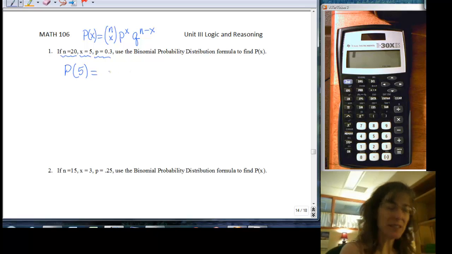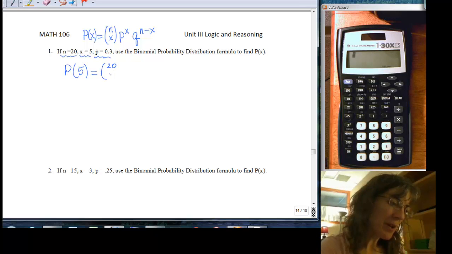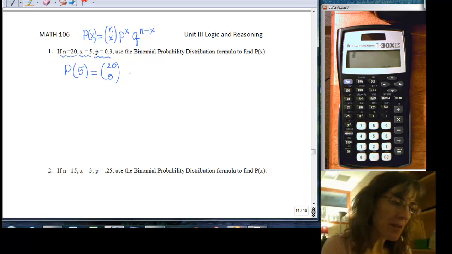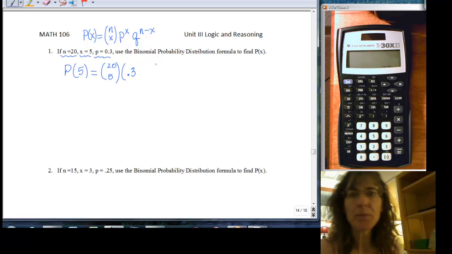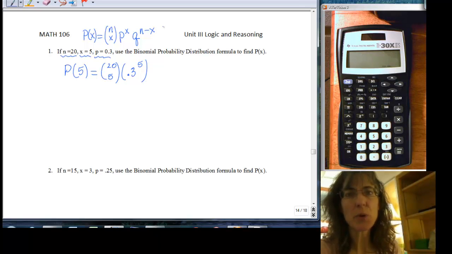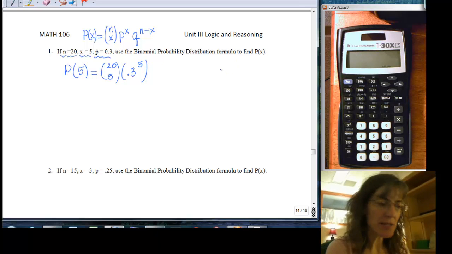And then I will fill in. I have n, which is 20, choose x, which is 5, so that's 20 choose 5, and then I have p to the x, and my p is 0.3, x is 5, so I'm just going to put the 5 up as the exponent, and then q to the n minus x.